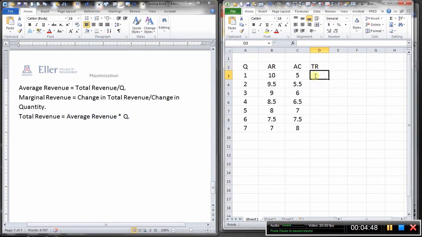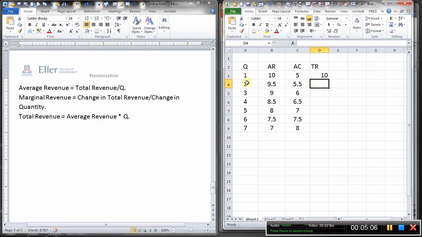Well, total revenue is going to be equal to, let's get the general formula, average revenue in B3, which is 10 in this case. And what are we going to multiply that by? We're going to multiply by the quantity of 1, which is in A3 in this case. And we're going to get a number of 10 for that, right?